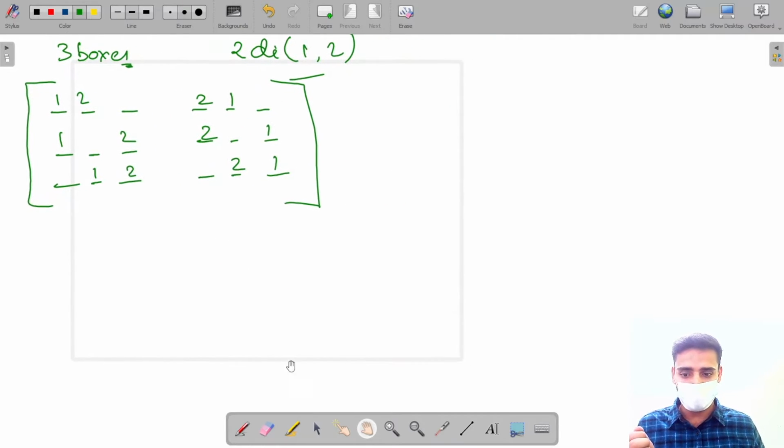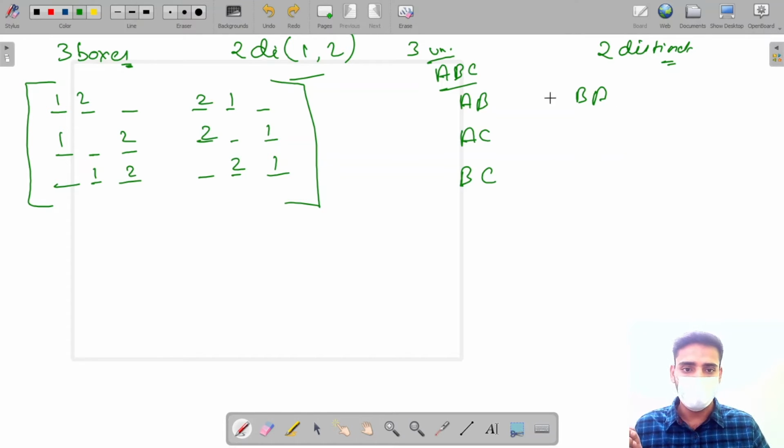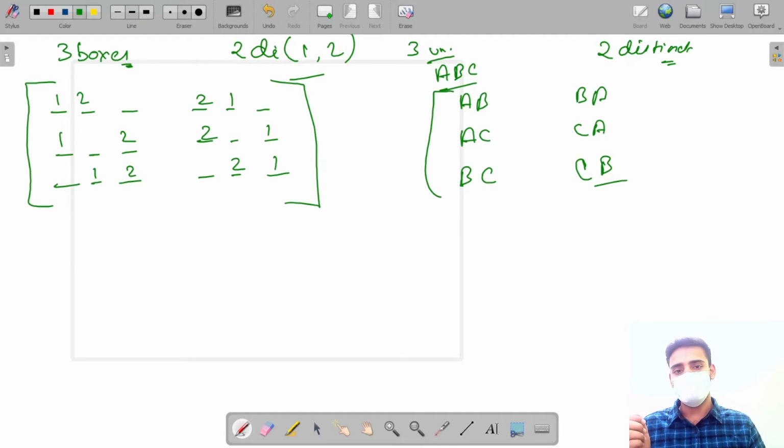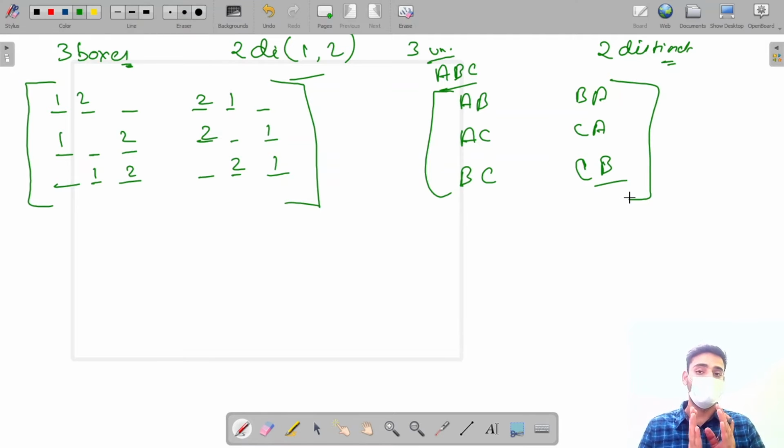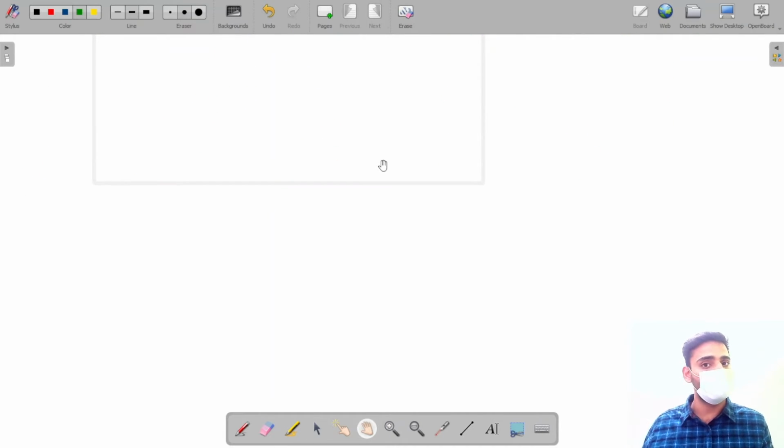Now you can connect. I hope you can. Let me make it side by side so it is more visible to you. We have 3 unique characters right now, A, B and C, and we have to pick 2 distinct characters to make our answer. So the possible answers can be AB, AC, BC, BA, CA and CB. So these 6 are possible answers. Now I hope you can relate. If it is striking you, let's move ahead and have a fast recap of the previous question.